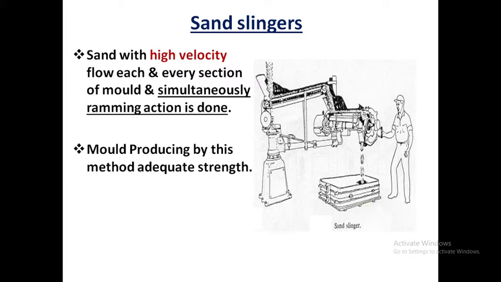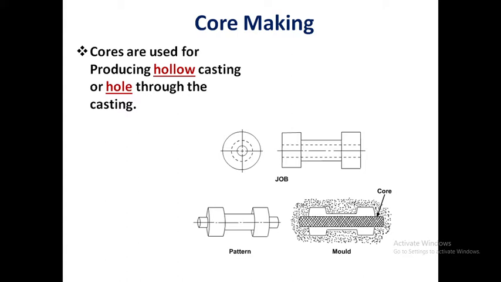Next we'll see the core. Okay, so normally the cores are used for producing hollow castings, that is, to produce the holes through the casting. That means when a casting is to have a cavity or recess in it, such as a hole, some form of core must be introduced into the mold. A core can be defined as a body of sand, generally prepared separately in a core box, which is used to form a cavity of a desired shape and size in a casting.